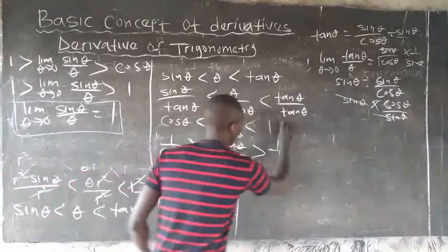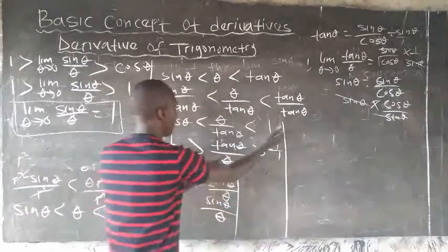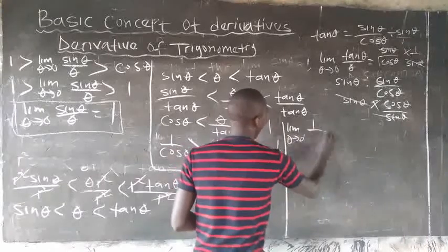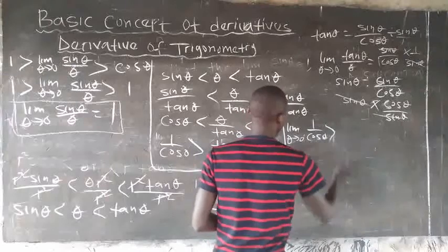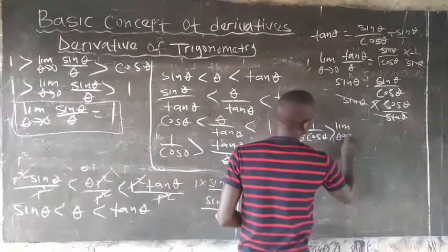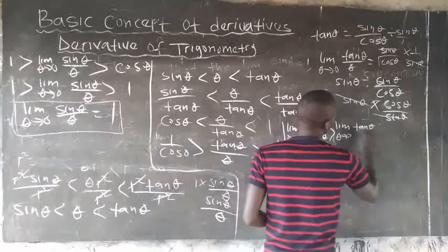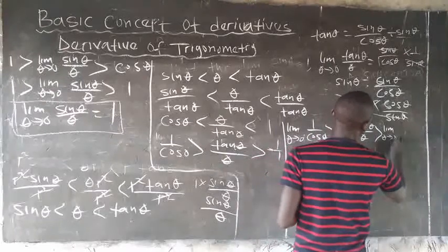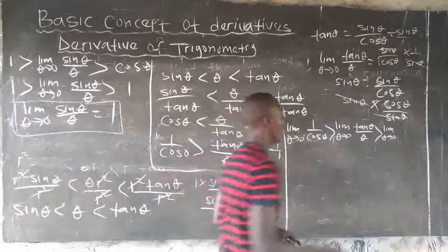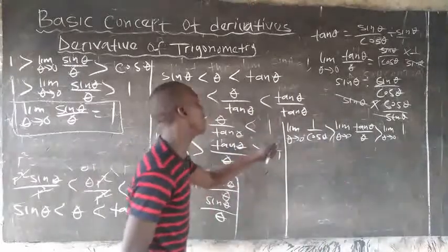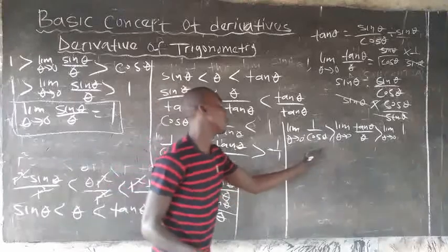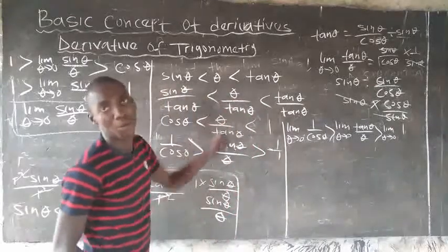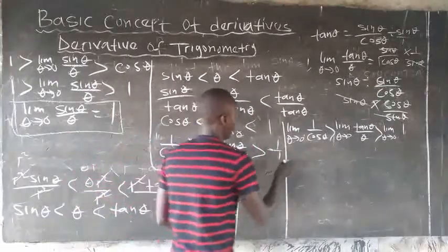Yes, that is correct. So here I'll take the limit as theta approaching 0 of 1 all over cos theta greater than the limit as theta approaching 0 of tan theta over theta greater than the limit as theta approaching 0 of 1. Don't forget that 1 all over 1 is always 1. Anywhere I see theta I'll put 0, but I will leave the limit as theta approaches 0 of tan theta over theta, because that's what I want to prove and show.